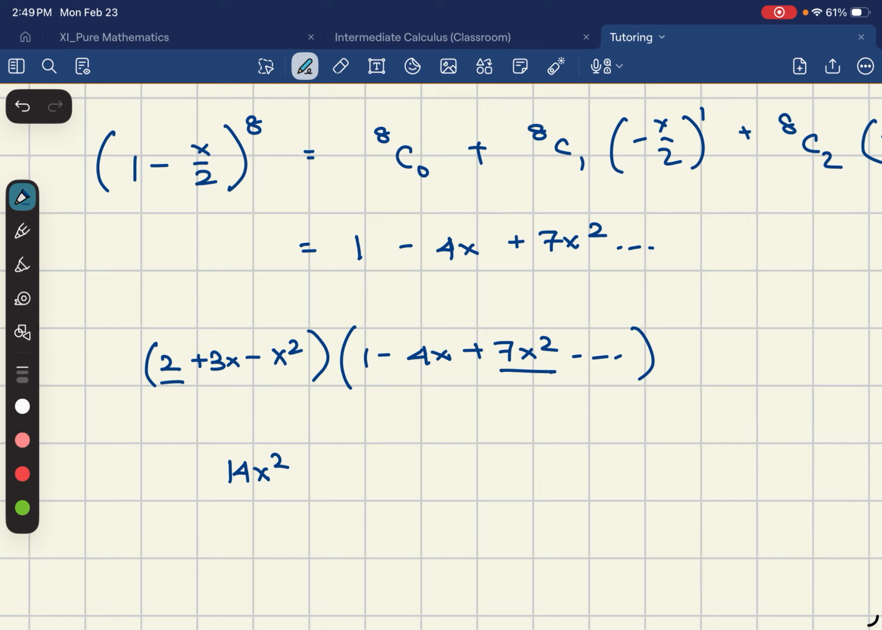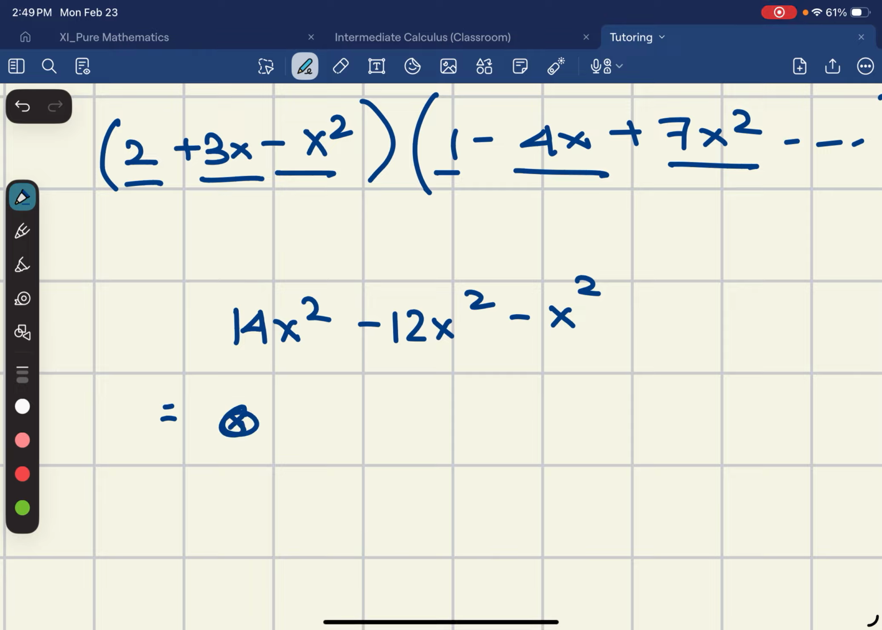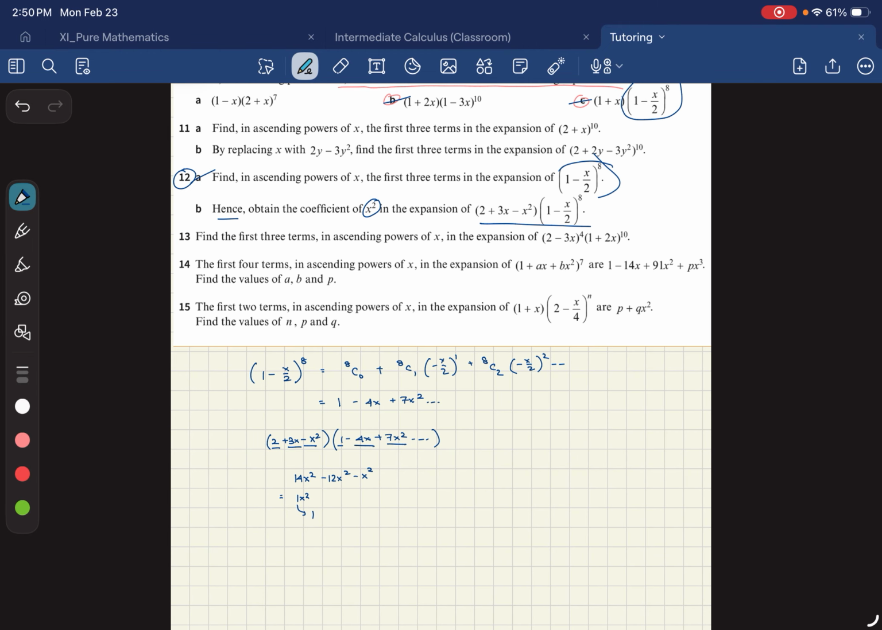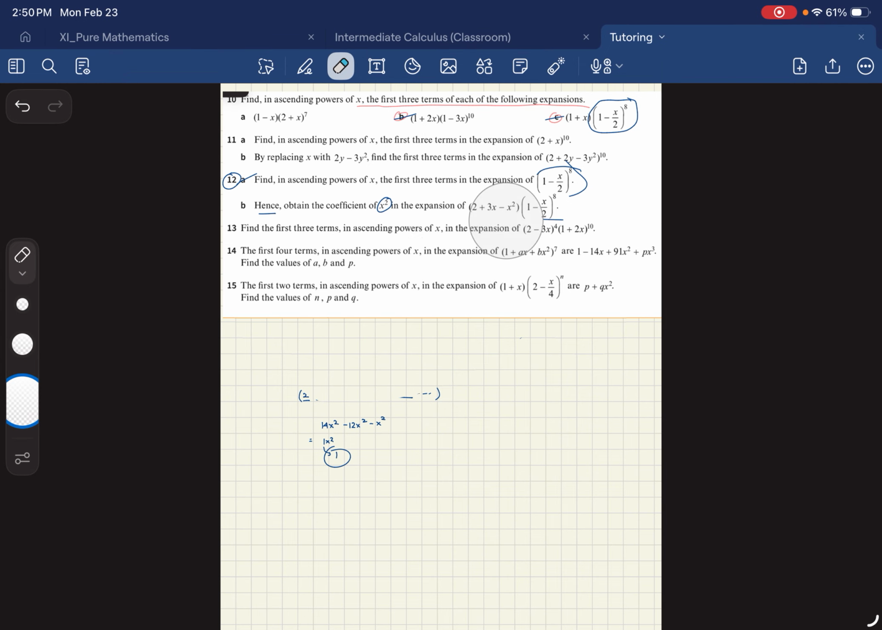Now, how else can I get an x squared term? If I multiply 3x times negative 4x, that gives me an x squared term. So I have 3 times negative 4, negative 12x squared. And finally, if I multiply negative x squared by 1, that is going to give me an x squared term. That just gives me 1x squared. So the coefficient is 1. I'm so sorry. I think I copied the question wrong the first time. So the answer is 1. So we have done 12.